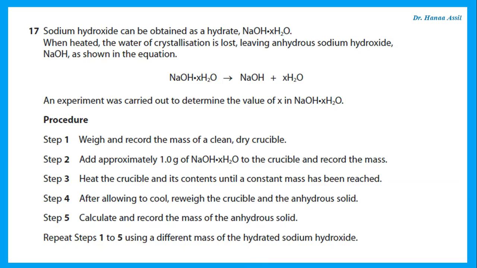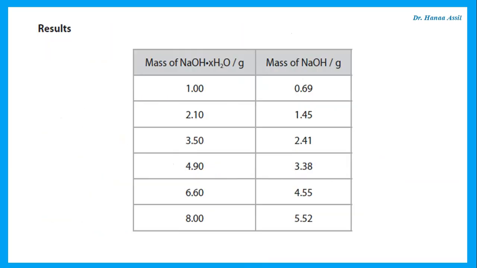Remember, this is how we get rid of the water and determine how much water we had. Now, after allowing to cool, reweigh the crucible and the anhydrous solid, and we should continue that until a constant mass has been reached. Calculate and record the mass of the anhydrous solid. Repeat these steps using different masses of hydrated sodium hydroxide. So these are the results. They did it with different masses of sodium hydroxide X water and determined the mass of the final solid.